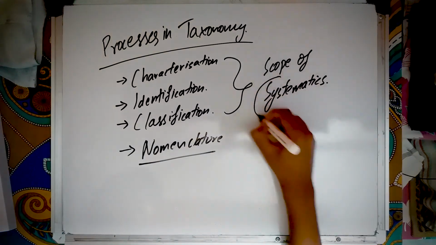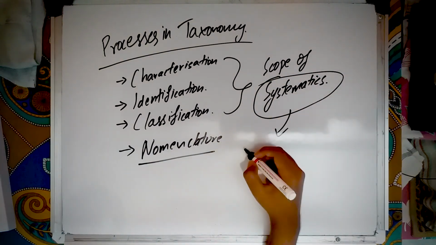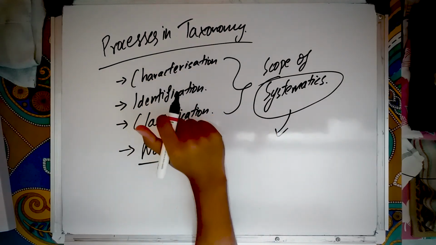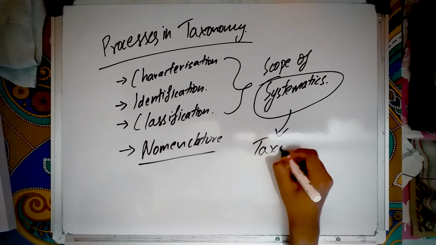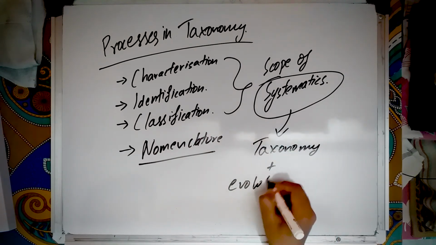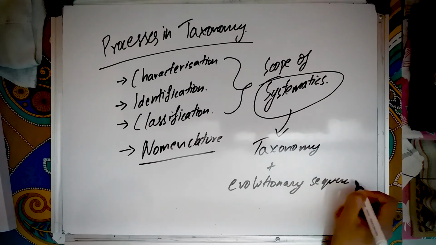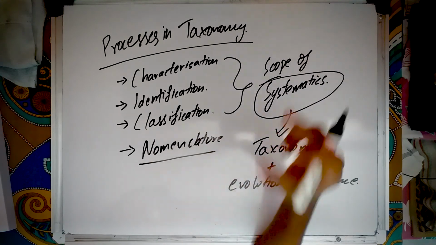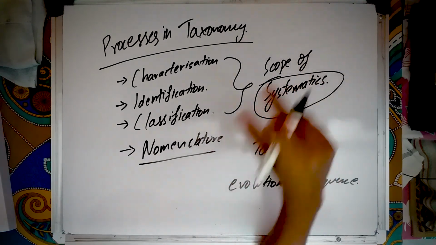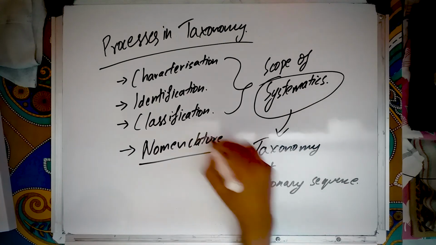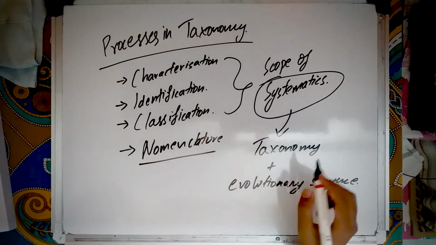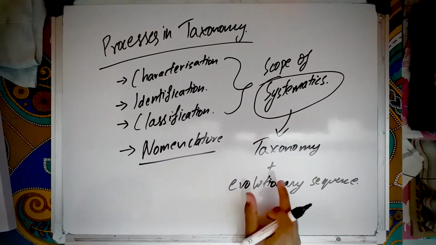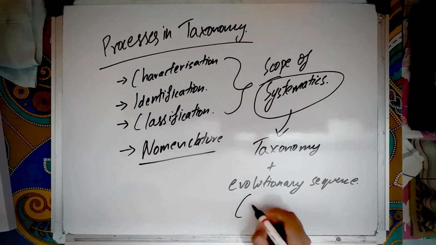So what's systematics? Systematics is taxonomy plus phylogenetics, that is the evolutionary relationship we just studied. Systematic means defined or regulated in an orderly manner. Taxonomy is the naming. And in an evolutionary sequence, if you are characterizing, it's called systematics. Evolutionary sequence means phylogenetics.